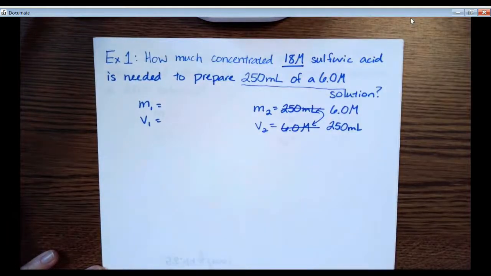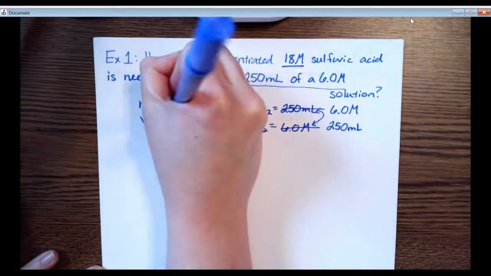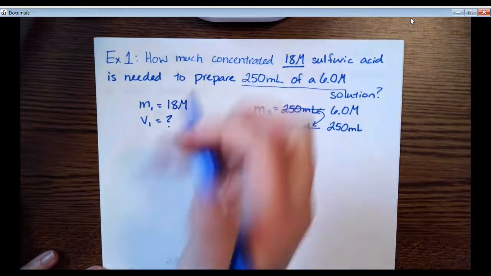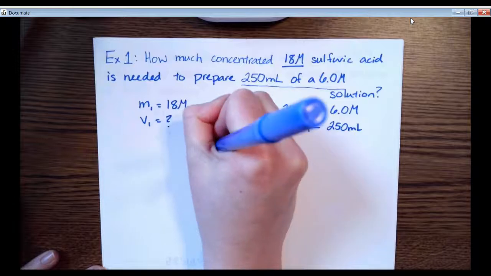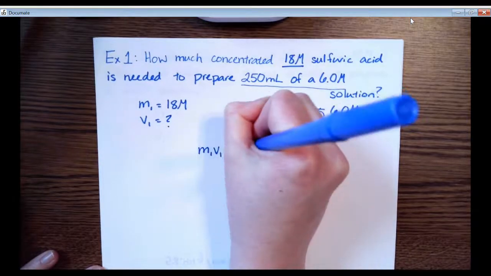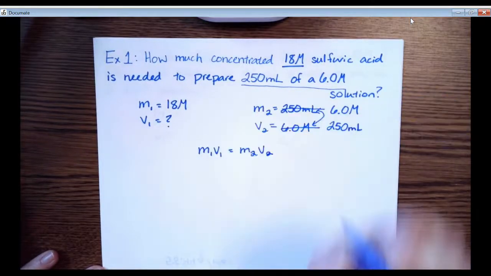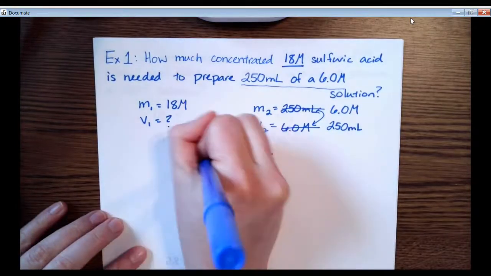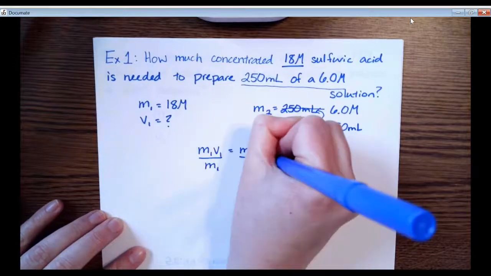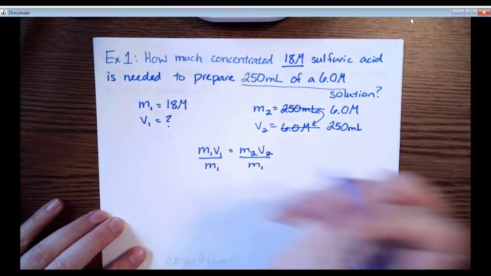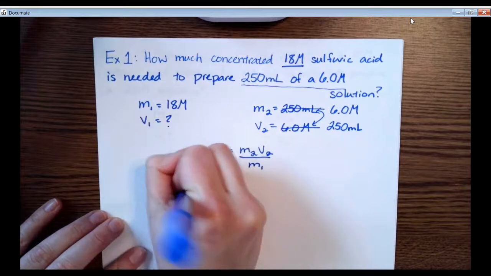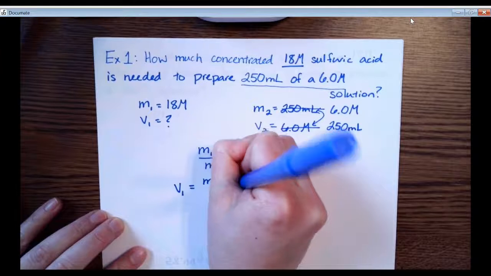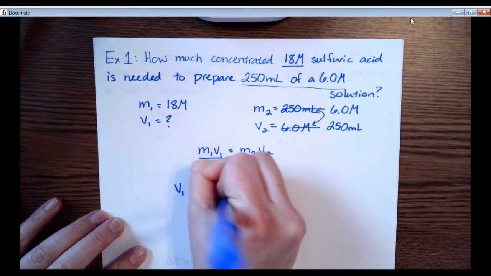So that's going to go for my molarity, my M, which means my unknown is my V1. Okay, so if I set up my equation for dilutions, M1V1 is equal to M2V2. My unknown is my V1, so I want to get that by itself. So I'm going to divide both sides by M1. Okay, so this gives me the equation V1 is equal to M2 times V2 divided by M1.